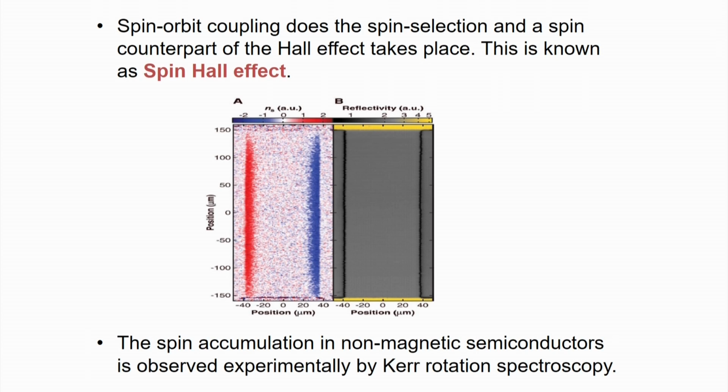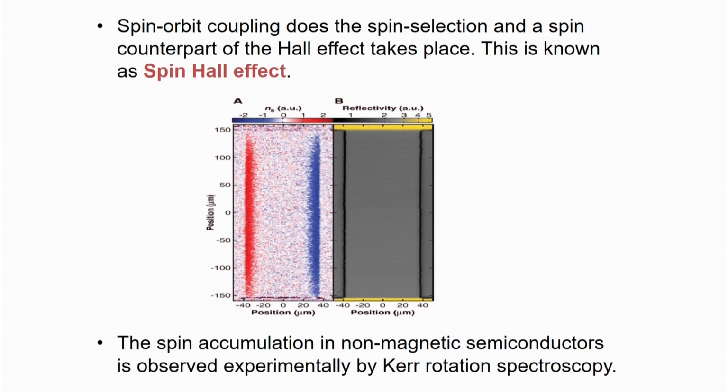So, this spin orbit coupling does the spin selection, which otherwise would have been done by the magnetic field. When a magnetic field acts on a system of charge carriers, there is a Lorentz force which segregates the charges into two different edges of the sample. The same kind of thing would take place in a system in the presence of a spin orbit coupling.